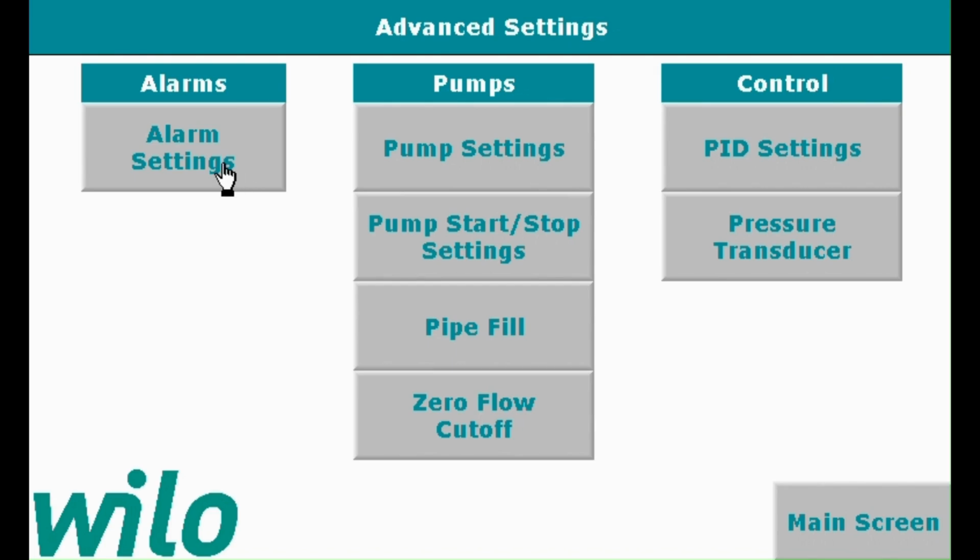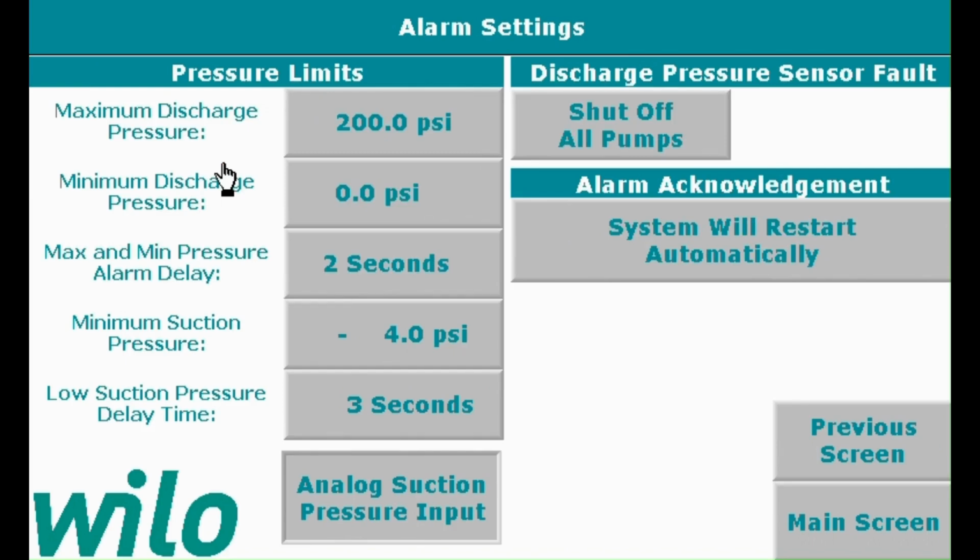First, you'd want to adjust or verify the maximum discharge pressure set point. This alarm will occur if discharge pressure increases above that set point value. Typically, we recommend a value of 10 to 15 psi above the set point. The alarm will only occur after the delay set in this field, max and min pressure alarm delay.